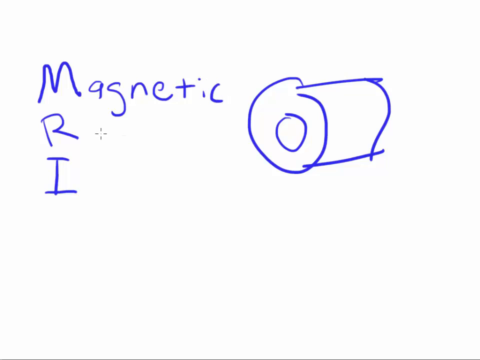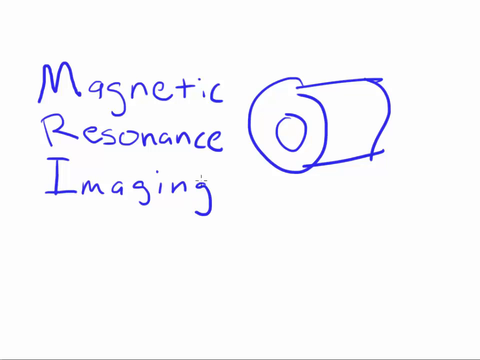So the first word starts with an M, and that stands for magnetic. The second word is resonance, and we will go over that in a minute as well. The third word is imaging, which is the entire point of an MRI. The doctor can see what is going on inside your body with an MRI scanner.